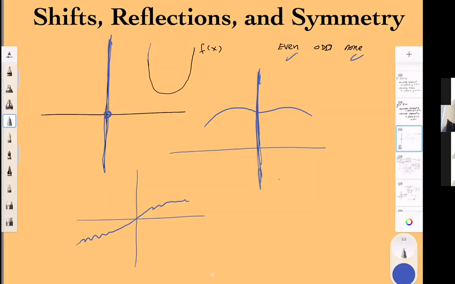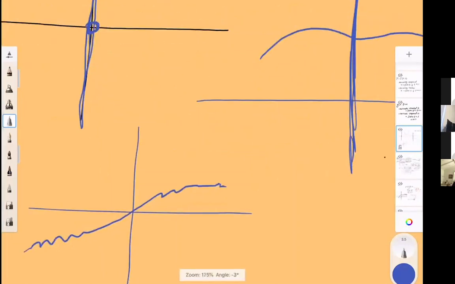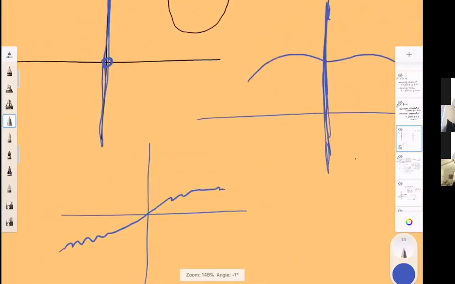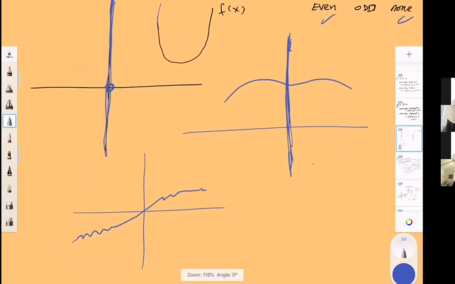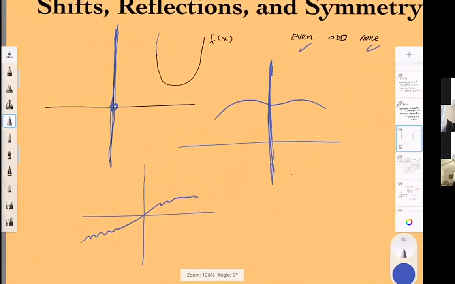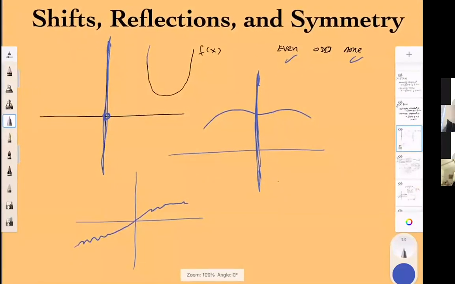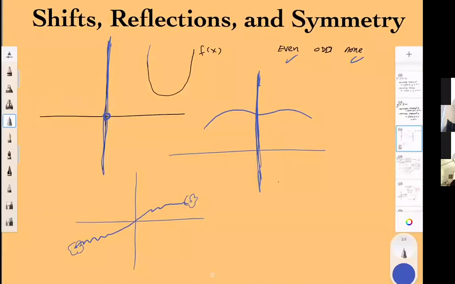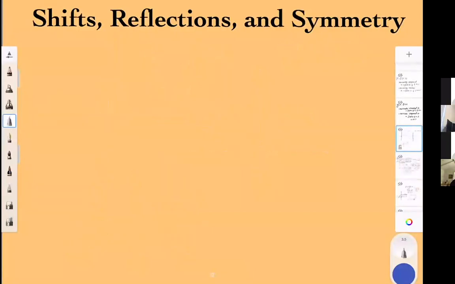This one? Odd. None, it's not exact. Yeah, I was trying to make it odd. You're right, it has to be exact. The way I drew it, it's not, but whatever is going on here has to be over there as well, or here and there. That means it's odd. All right, origin. If it's not, we're going to say none of them. So you know about symmetry now: x-axis and y-axis, even and odd.